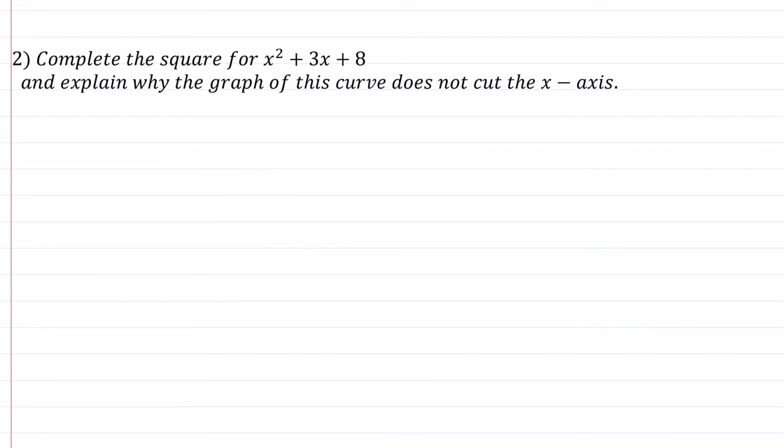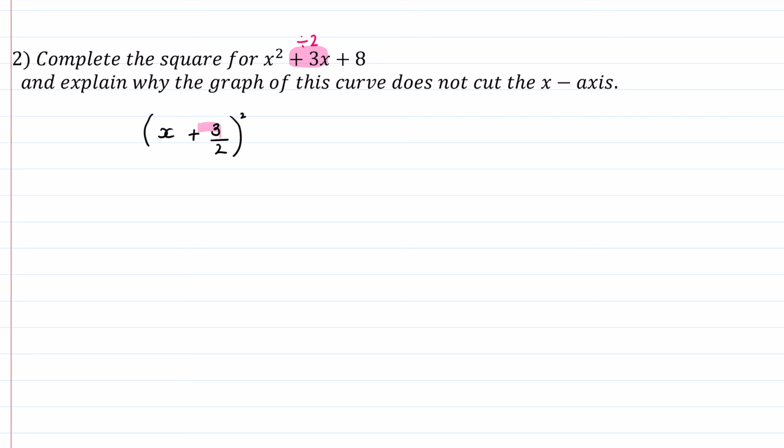The next question says, complete the square for x squared plus 3x plus 8 and explain why the graph of this curve does not cut the x-axis. So the first thing we're going to do is we're going to complete the square. So we look at the coefficient of x, we divide it by 2. If it's an odd number, leave it as a fraction. Don't round, don't use decimals until the very end if you're solving. So this is x plus 3 over 2 squared.